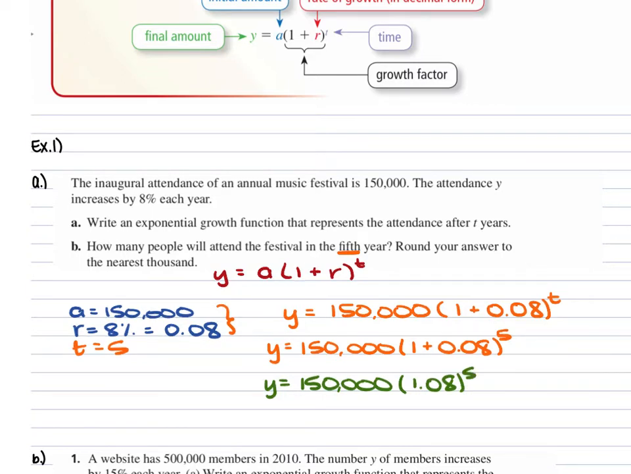I don't expect you to sit there and waste time going 1.08 times 1.08 is what? Then multiply that by 1.08. Then whatever you get from there, multiply it by 1.08. Then whatever you get from there, multiply it by 1.08. And then multiply that by 150,000. I'm not doing that to you. Okay? So this is as far as I'd like you to go with these types of questions.